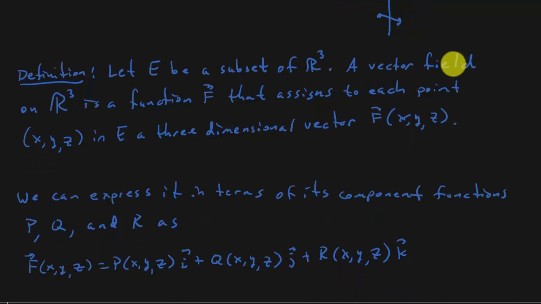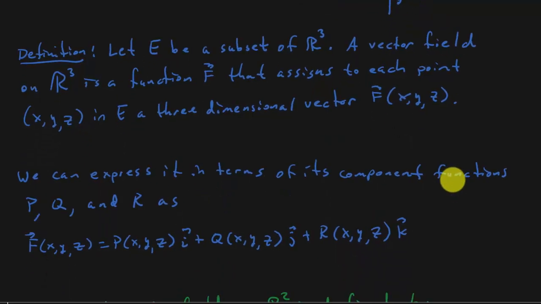All right, and then we have a definition. Let E be a subset of R3. A vector field on R3 is a function f that assigns to each point x, y, z in E a three-dimensional vector f of x, y, z. And we can express it in terms of its component functions P, Q, and R as the vector function f is equal to P of x, y, z i plus Q of x, y, z j plus R of x, y, z k. So it's just like the two-dimensional case, except we have this one extra term, R times vector k.